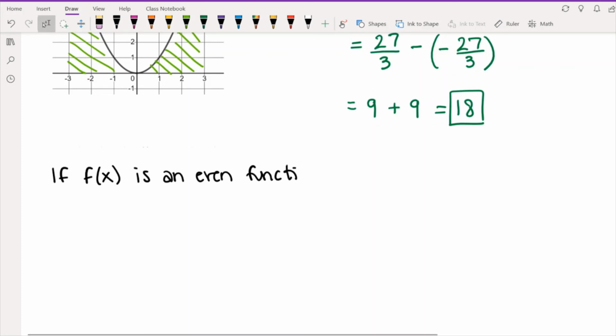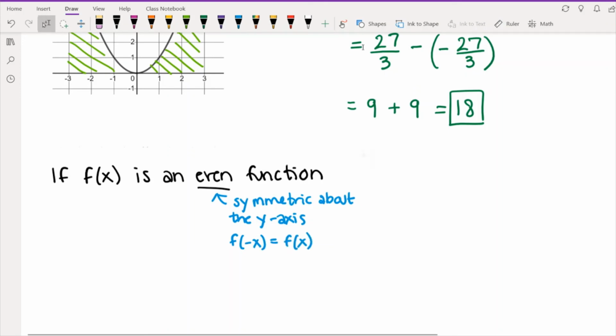so again, I'll quickly remind you of what I mean by even. An even function is a function where it's symmetric about the y-axis, just like f of x equals x squared. Another way of saying it is that f of negative x is equal to f of x. So you get the same result by plugging in a negative or positive number.